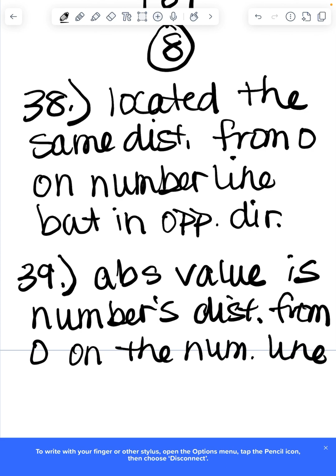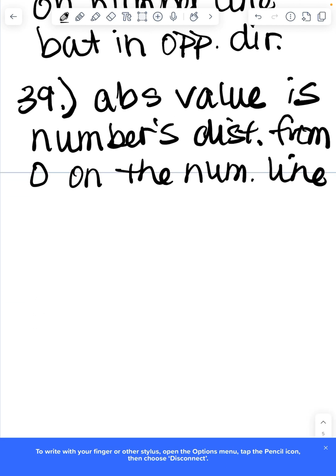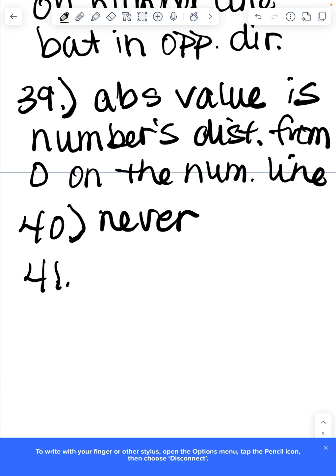I'm just going to abbreviate absolute value as a number's distance from 0 on the number line. Number 40, the absolute value of a number is negative. Let's read the directions: classify each statement as always, sometimes, or never true, and explain your reasoning. The answer is never. The absolute value we just discussed in number 39 is the distance away from 0 on a number line. You can never go a negative distance. They're always positive.